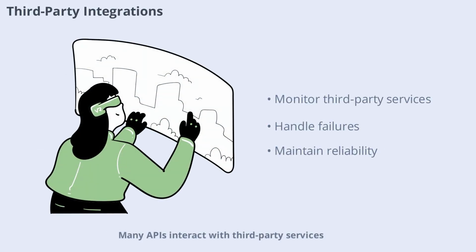Many APIs interact with third-party services such as payment processors or messaging platforms. As you scale, it's important to manage these integrations carefully. Monitor their performance, handle failures gracefully, and ensure your API can recover from external issues. Building robust integration points helps maintain reliability and scalability as your ecosystem grows.